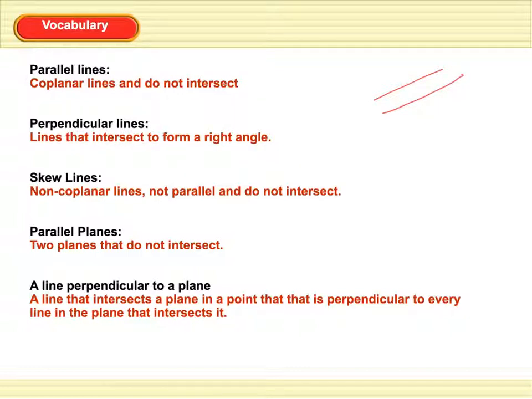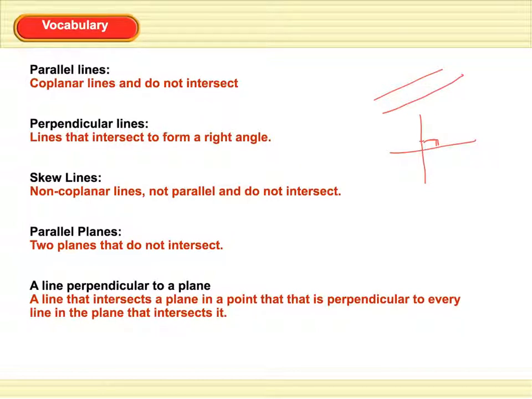Okay? Perpendicular lines, those are lines that intersect to form a right angle. So usually they come with a little square like that, which looks a lot nicer than my chicken scratch. That indicates it's a right angle. It's 90 degrees. Right angles are 90 degrees.